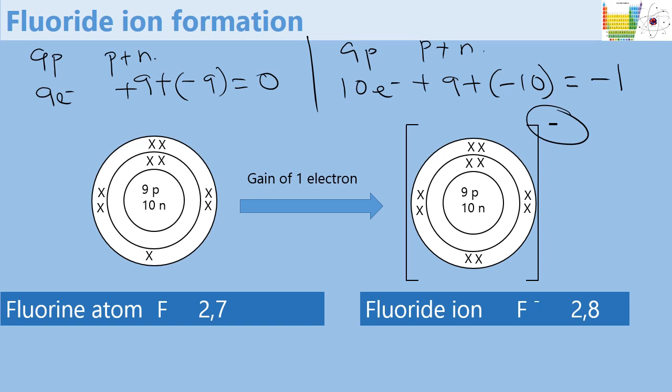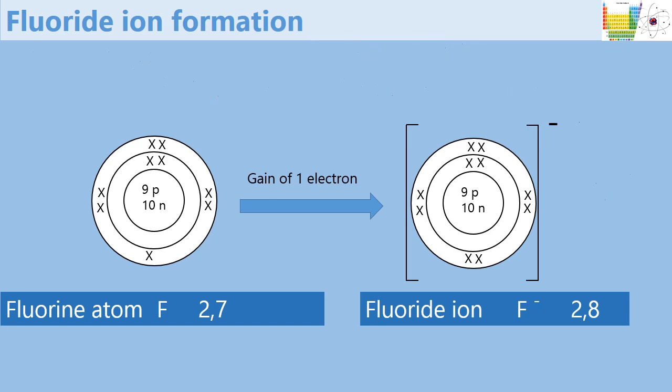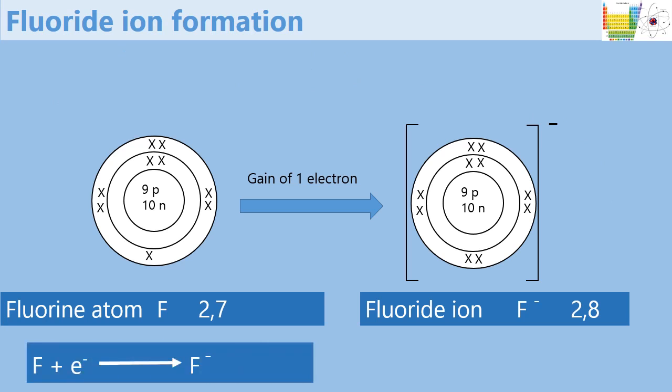Now remember, we do not write 1 negative, because if the charge is 1, we simply ignore the figure 1 and write the sign. Again, for the equation, a fluorine atom gains 1 electron. Again, we don't need to write 1. The e minus stands for itself, to give us a fluoride ion with a superscript negative sign. You can see how to write a fluoride ion.